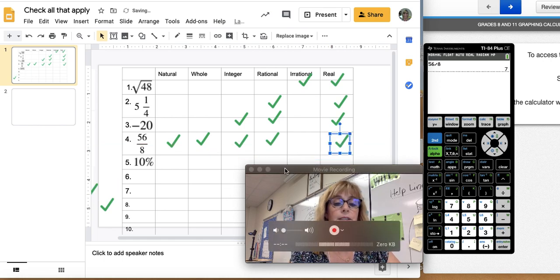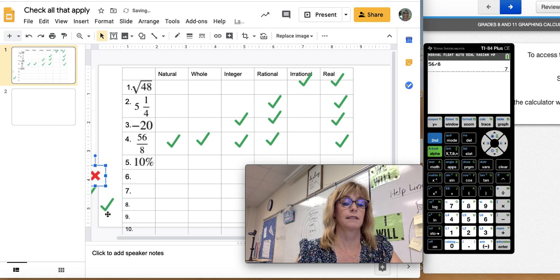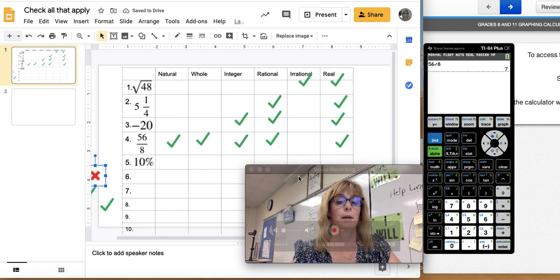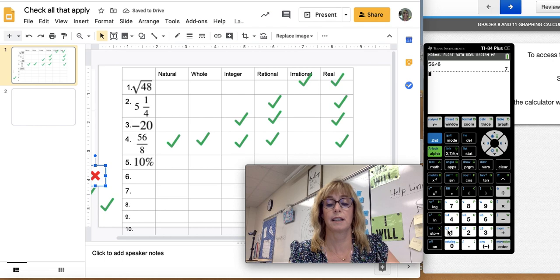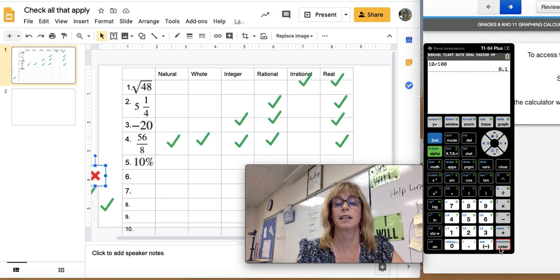Okay, the last one, 10%. Well, I know 10 is a whole number, but it's not 10, it's 10%. 10% means 10 divided by 100, or 10 out of 100. So if I take 10 and divide it by 100, I get 0.1. That's a decimal. 10% as a decimal is 0.1 or 0.10 or 1/10.